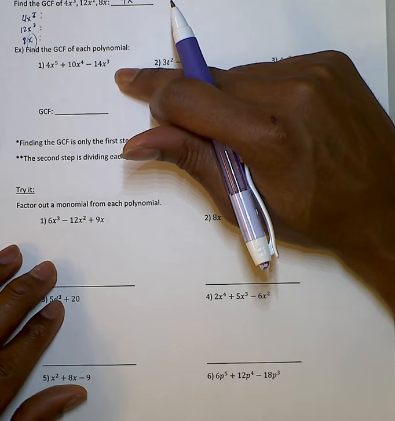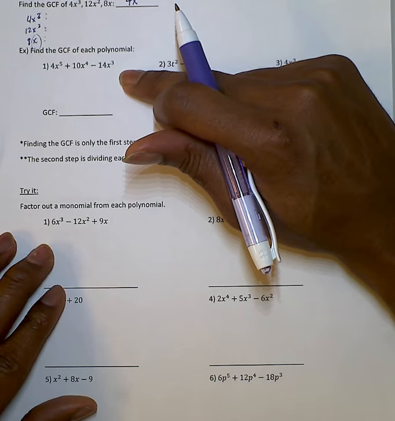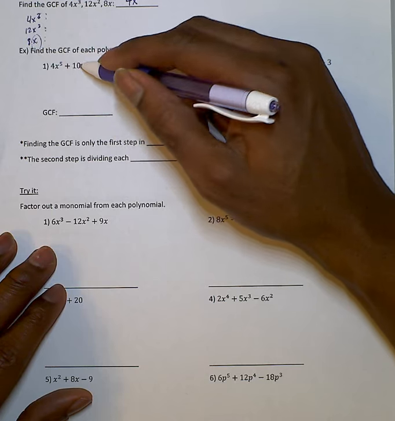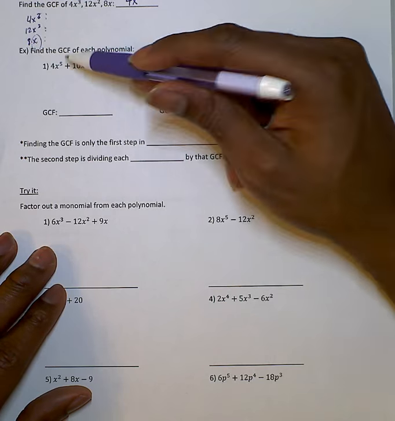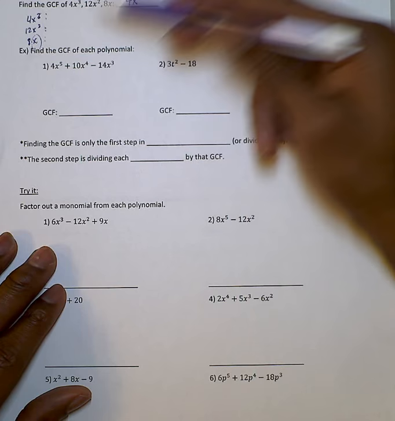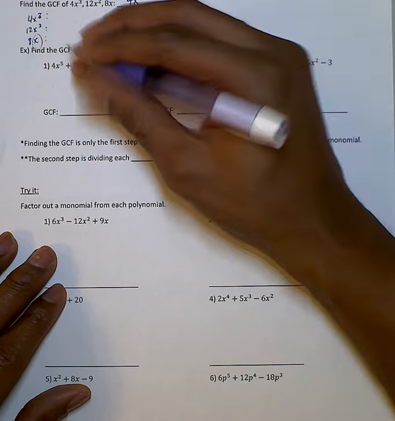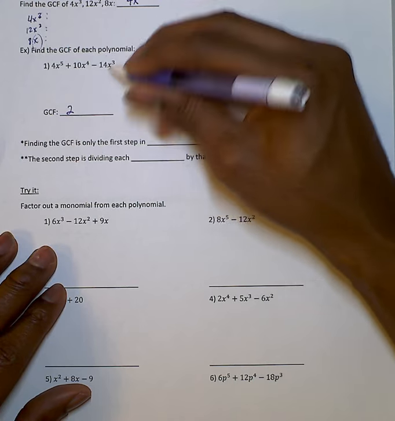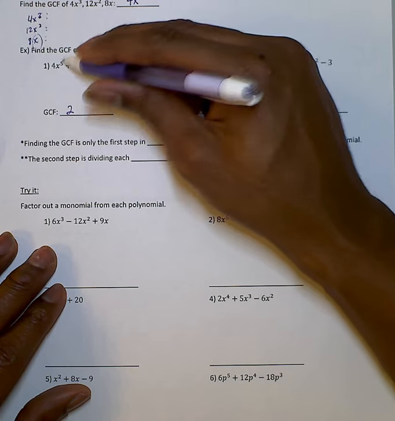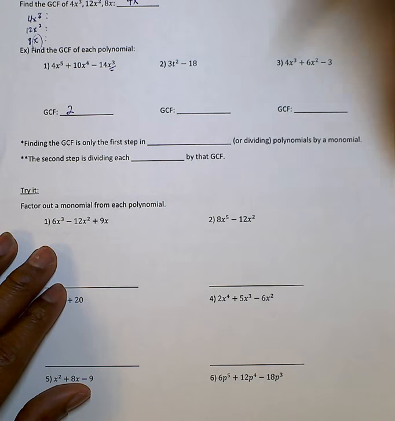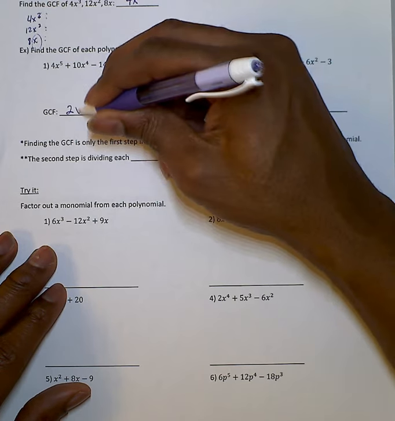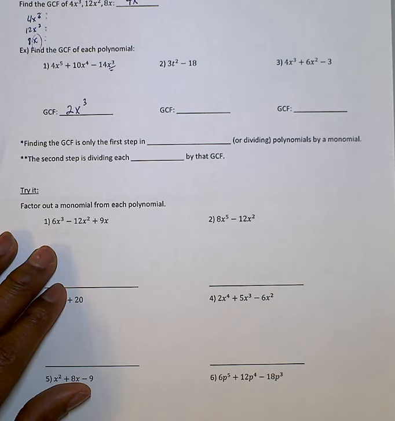We're going to go through the same process. So I go through 4, 10, 14. What's the biggest number that goes into all of these? Well, they're all even, so 2 goes into all of them. 2 is the biggest number. And then I'm going to look at the exponents. I'm going to say, okay, x to the 5th, x to the 4th, x to the 3rd. They all have at least 3 x's in it, so that's the greatest common factor, x cubed. Really don't have to worry about positives and negatives in this case.